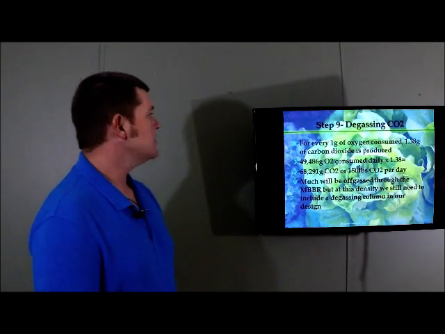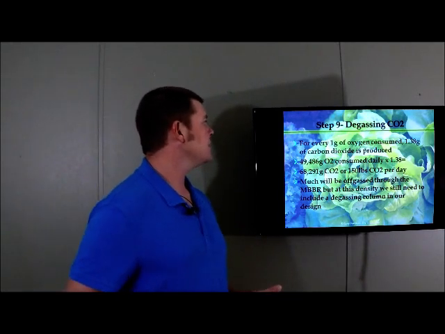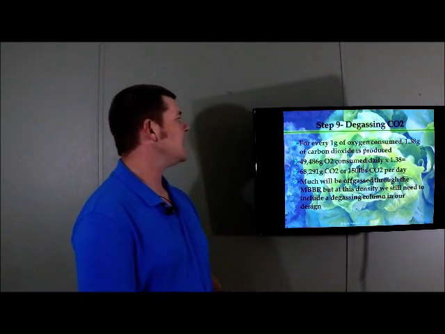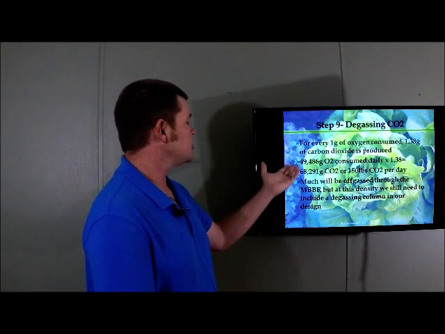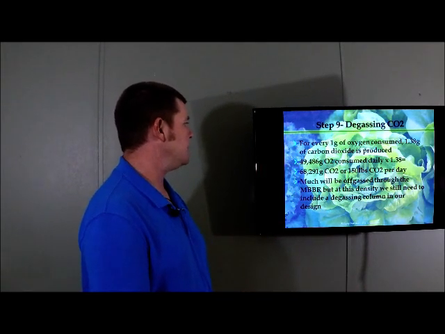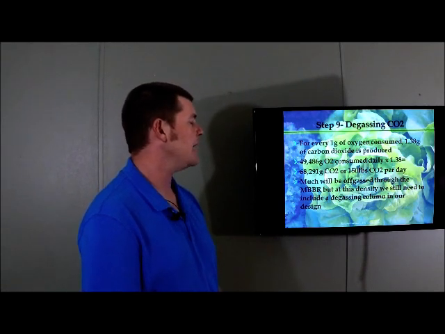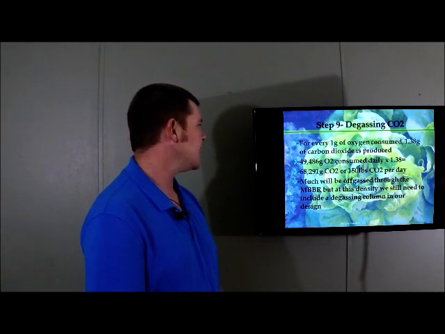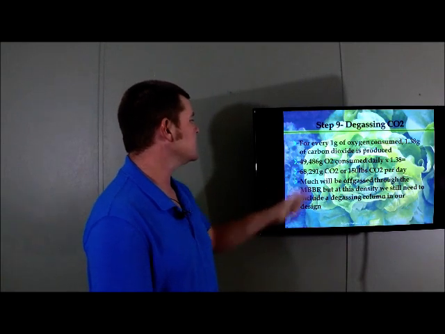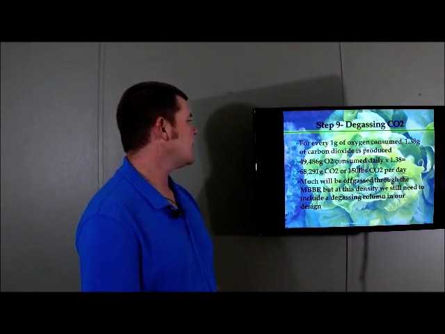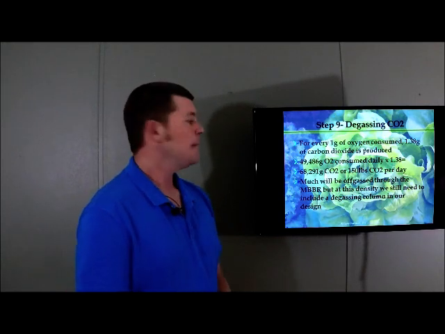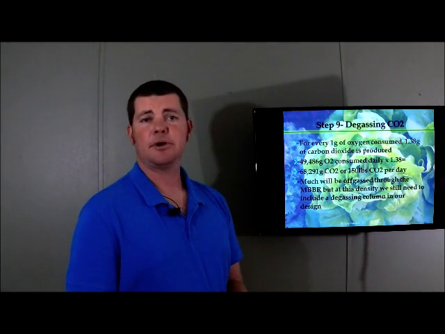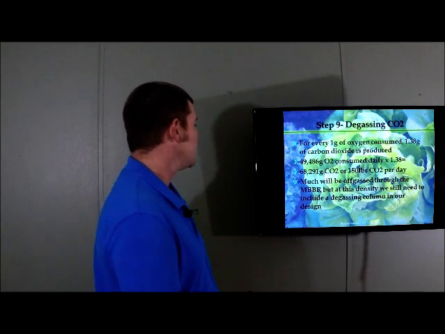Now, degassing CO2. Again, for every 1 gram of oxygen consumed, 1.38 grams of carbon dioxide is produced. So our fish are consuming 49,486 grams of oxygen per day. Multiply that by 1.38, and they are producing 68,291 grams or 150 pounds of CO2 per day. That's the actual CO2 production coming out of the fish.